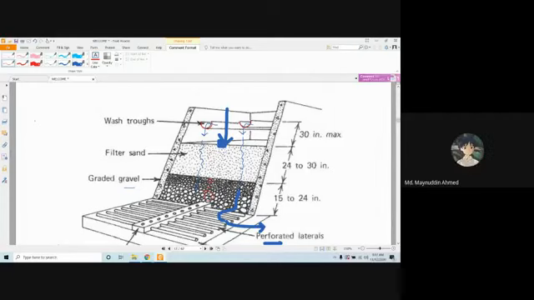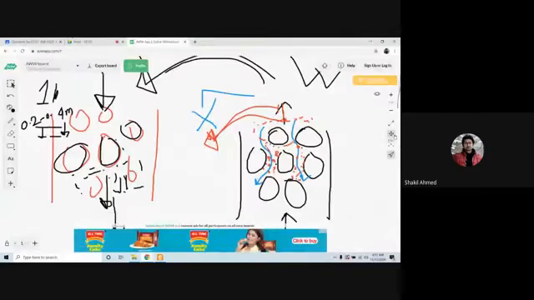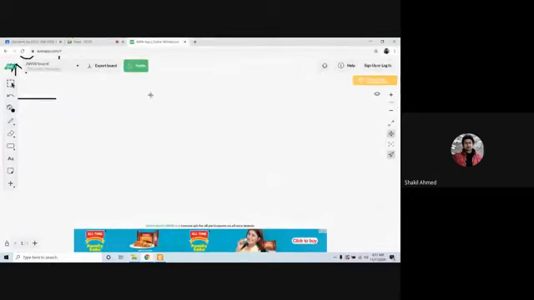Yes, sir. Okay. So the reason is why this is happening. Why did you arrange like this? You have smaller sand particles here. That's fine.